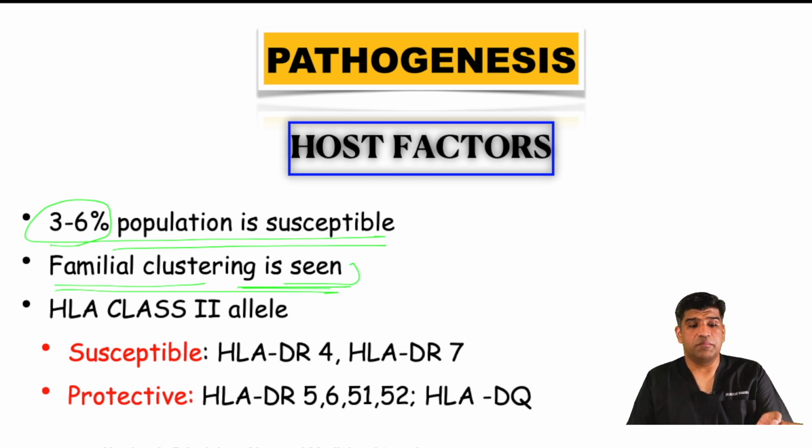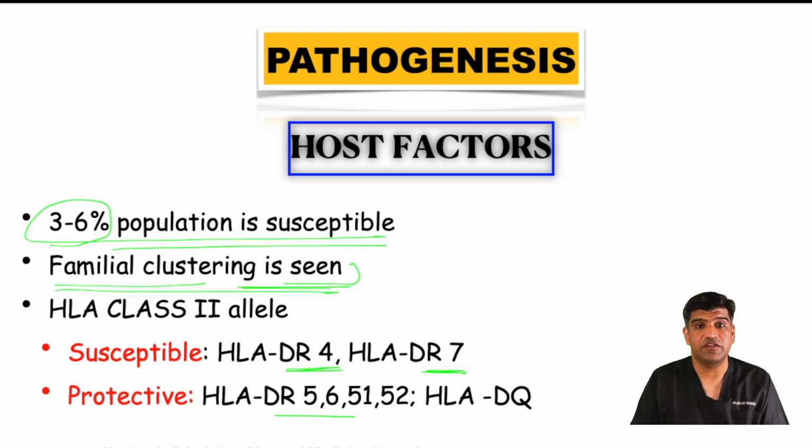That is, many members of the same family can be affected. There are certain HLA class 2 alleles that can be susceptible and some can be protective. The susceptible ones are DR4 and DR7. The ones that are protective for acute rheumatic fever are DR5, 6, 51, 52 and DQ.